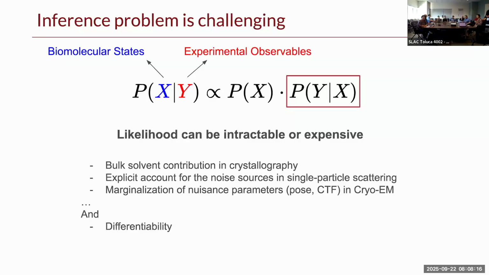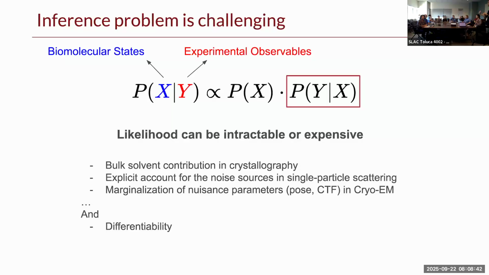And more importantly, in the cryo-EM sense, sometimes you have to take into account these nuisance parameters, which are not super important to the biomolecular states you're interested in, but they're important for the likelihood calculation, like the pose and the CTF parameters. Imagine you have 100K single particle images in cryo-EM. You have to infer these nuisance parameters for every single one of them, and imagine how expensive that is.